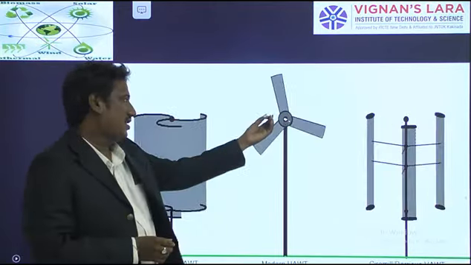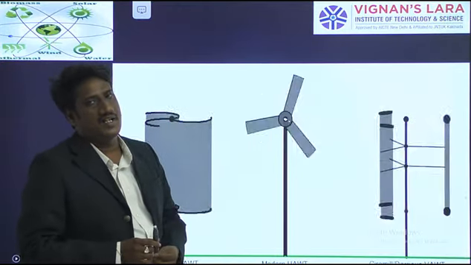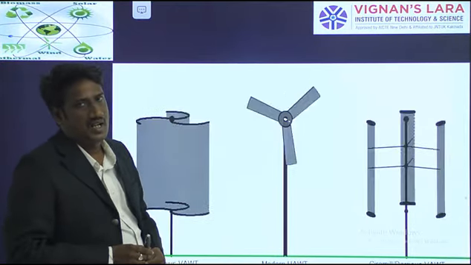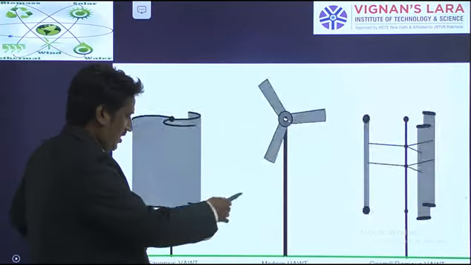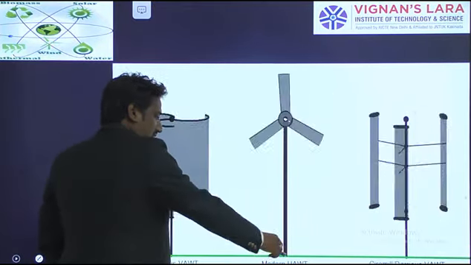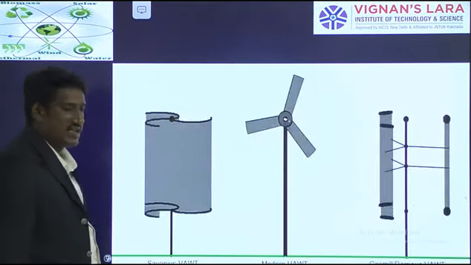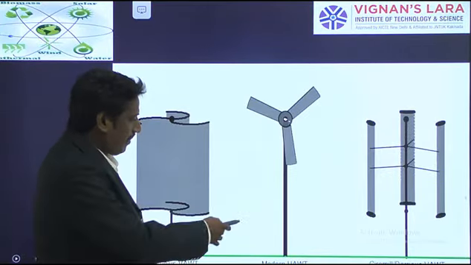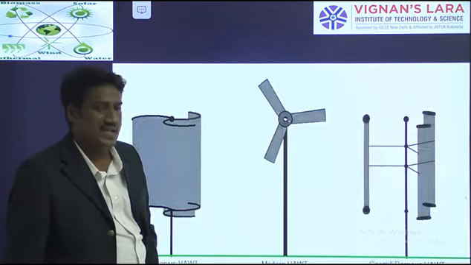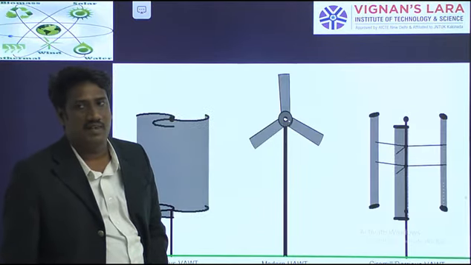It is horizontal, which you can call horizontal axis wind turbines. Horizontal axis wind turbine, that you can observe clearly here. Modern horizontal axis wind turbine. This is a Savonius type vertical axis wind turbine. That will be the Gyromill Darrieus type vertical axis wind turbine.